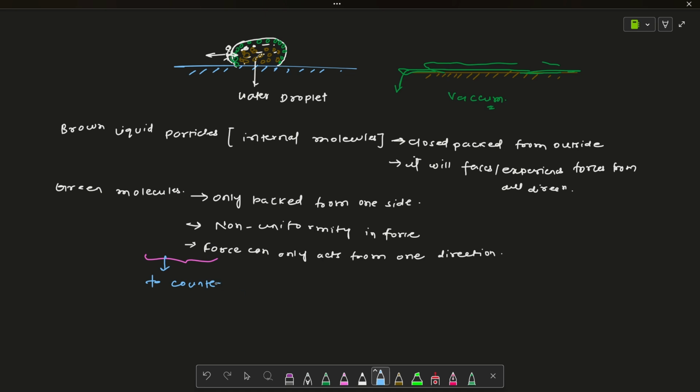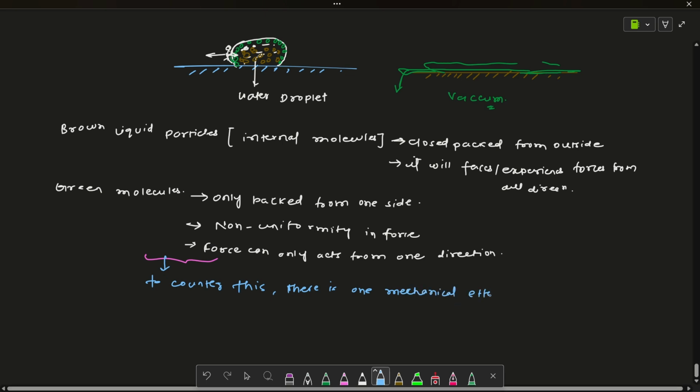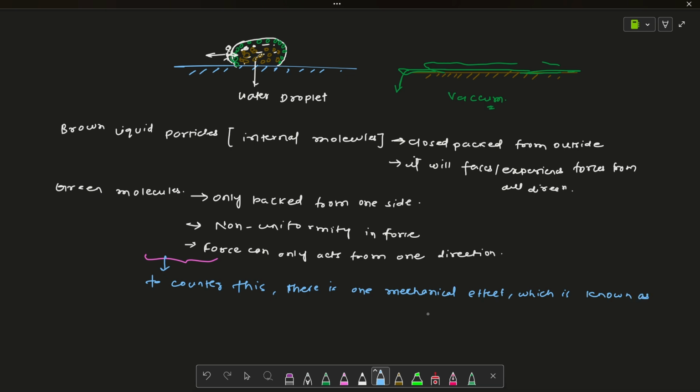To counter this, we can just think that there is one mechanical effect, which is known as surface tension.